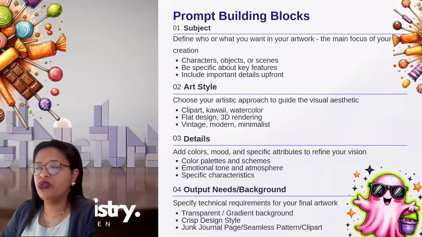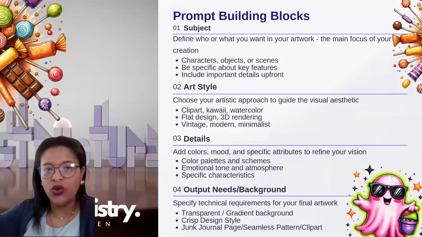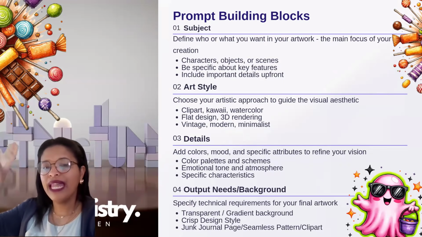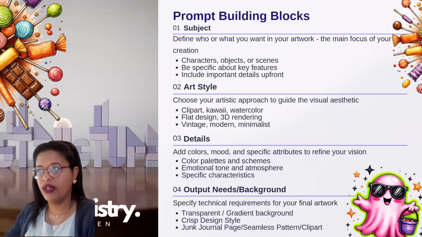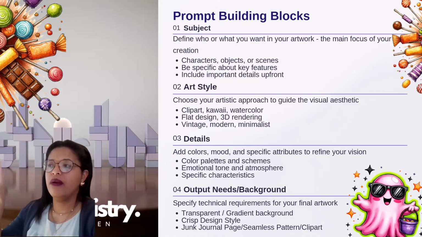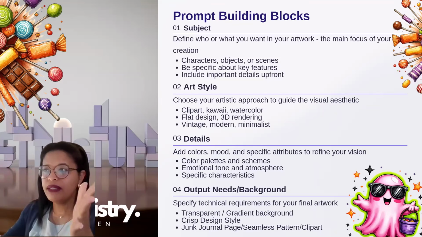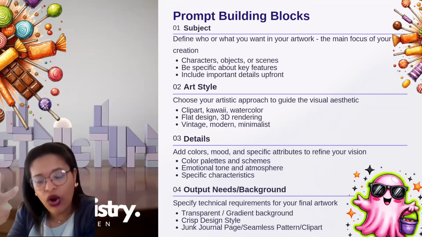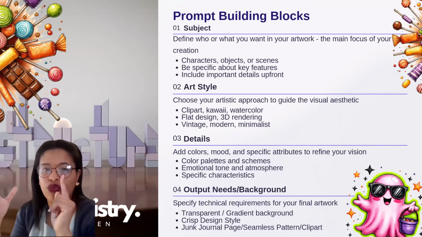The 4 building blocks that you see here, those who are in the digital product bootcamp will tell you this is all in the bootcamp. I cover this in the digital product bootcamp. I've spoken about this in past YouTube videos. The prompt building pillars are your subject, your art style, the detail of your image, and then the output or the background. You have to tick those 4 off.